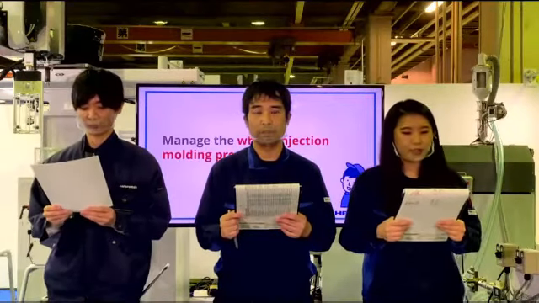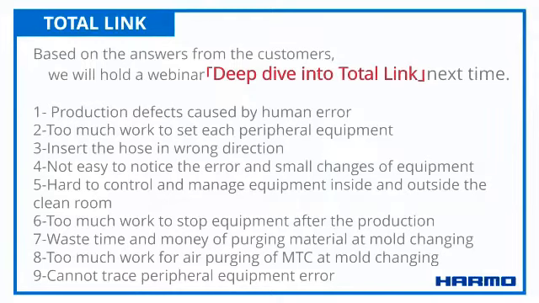Before we go on to the survey, I will introduce the contents. You have problems or hopes such as production defects caused by human error, too much work to set each peripheral equipment, inserting the hose in the wrong direction, not easy to notice the error and small changes of equipment, hard to control and manage equipment inside and outside a clean room, too much work to stop equipment after the production, waste of time and money of purging material at mold changing, too much work for air purging of MTC at mold changing. Nine, cannot trace peripheral equipment error.